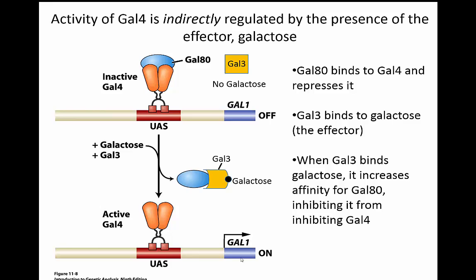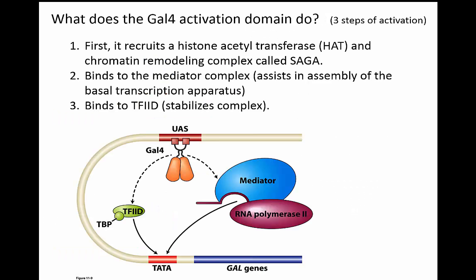the galactose sugar. Next, I'd like to talk a little bit about what the Gal4 protein is actually doing to activate transcription of the nearby Gal genes. So Gal4 is binding to that UAS sequence, and this acts on the nearby Gal gene by doing a couple of different things.